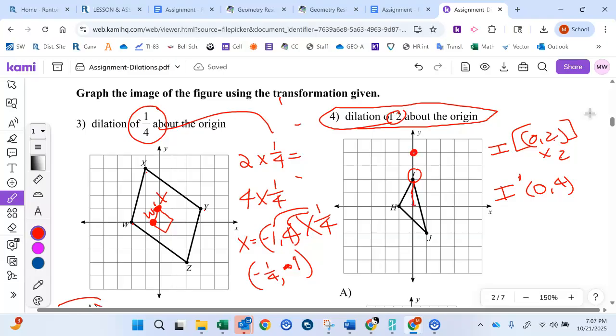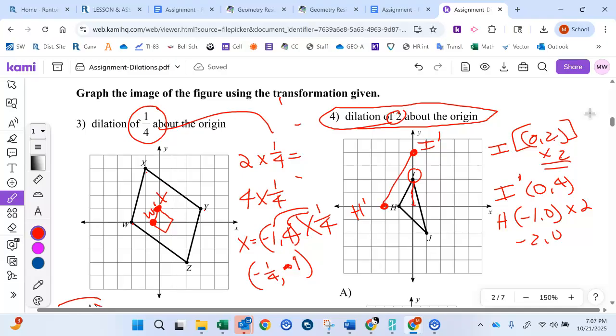So what about H? H is at -1, 0. So times 2 is going to be -2, 0. So this is going to be -2, 0. So this is going to be H prime, I prime, okay?